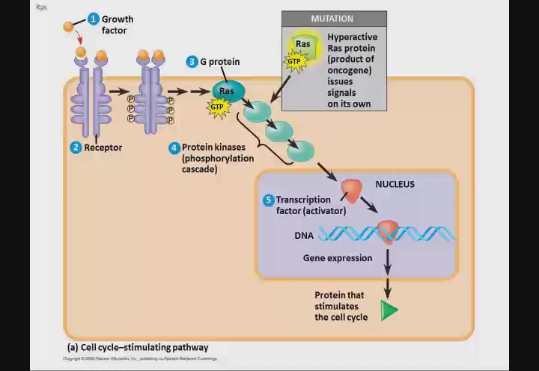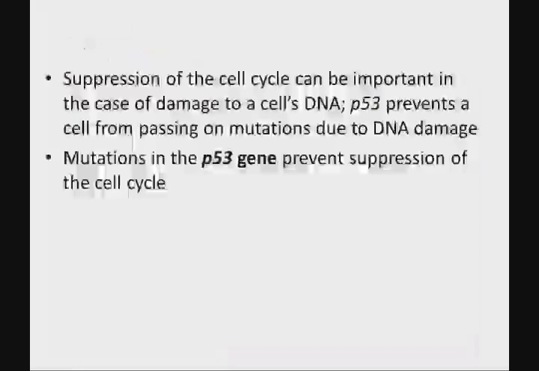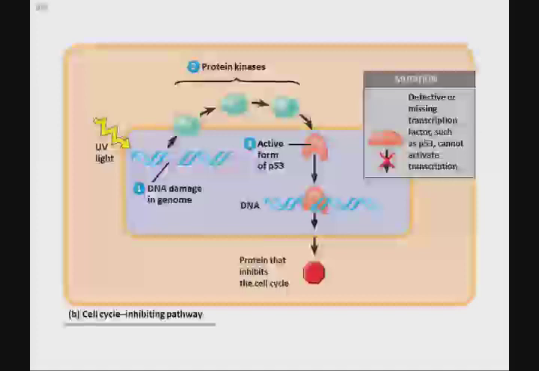But if it's broken, if it's mutated, it's like, "Hey, I'm on all the time. We're going." That's bad. Now, alternatively, it could be a braking protein that's broken, and so it's not able to suppress the cell cycle. So p53 is an example of that.